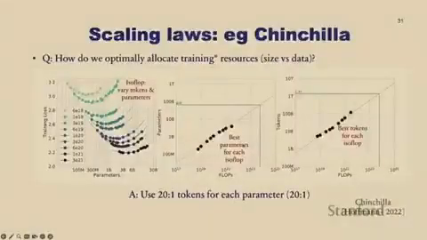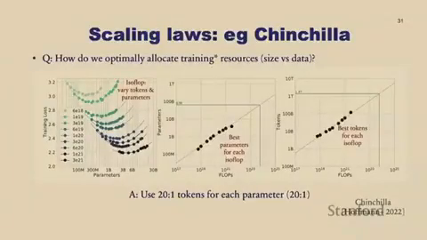So the optimal number of parameters that the Chinchilla paper found is to use 20 tokens for every parameter that you train. So if you add one more parameter, you should train your model on 20 more tokens. One caveat here is that this is optimal training resources.